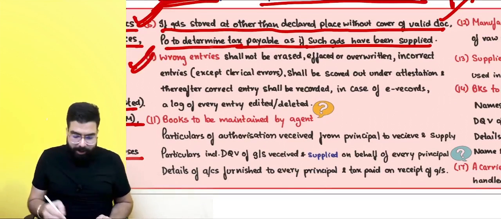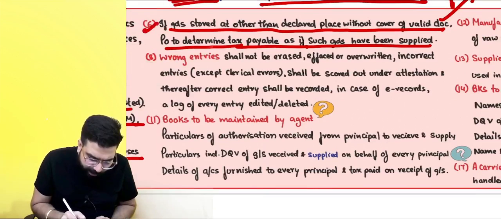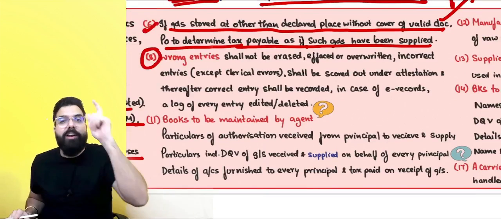Sir, if there is a wrong entry, I see over here after 6 you directly wrote 8 because 7 I didn't find it important. You can read your textbook.